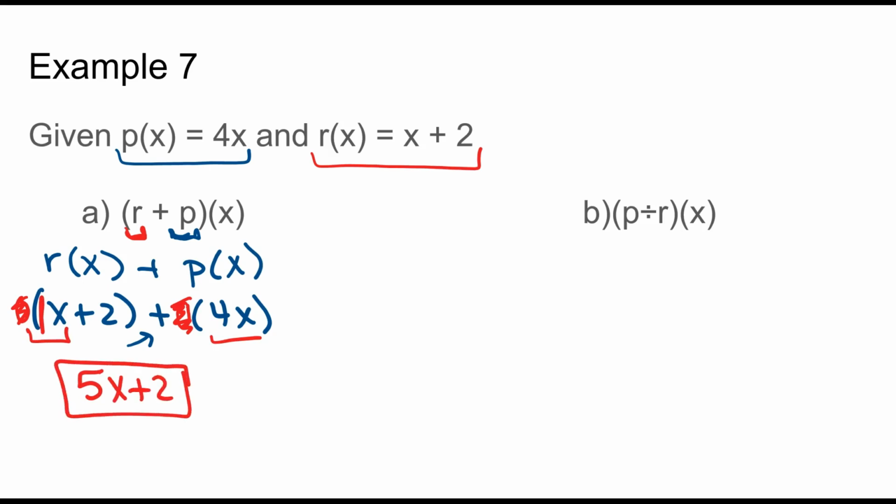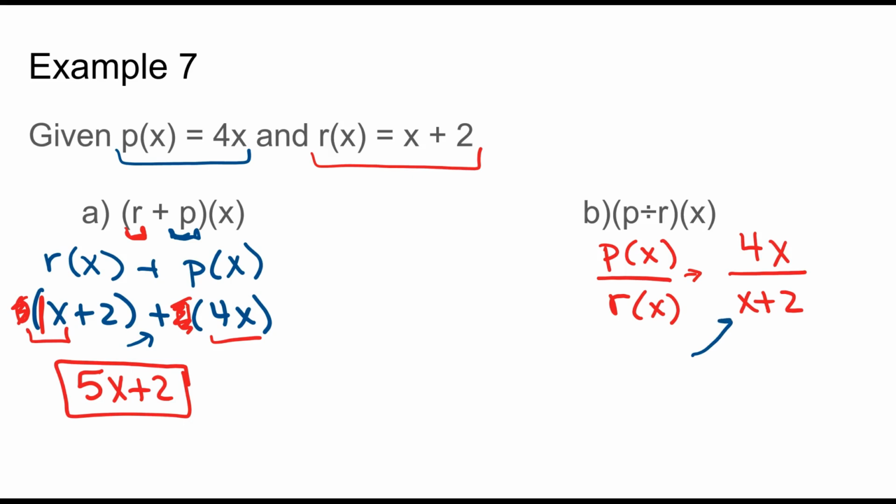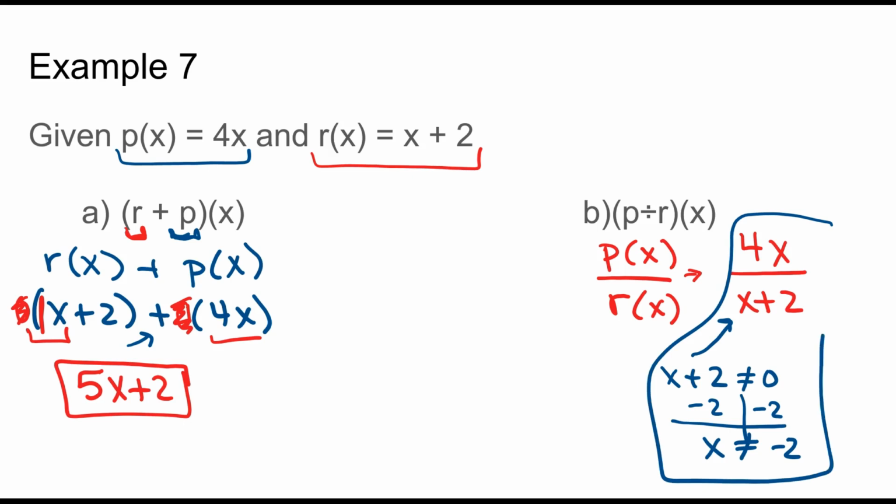And we've got p divided by r of x. Well, that's the same as p of x over r of x. So p of x is 4x and r of x is x plus 2. We can't simplify that at all, but we do need to say, hey, x plus 2 can never be 0, and just solve that. And we get x can never be -2. So here is the solution for that.